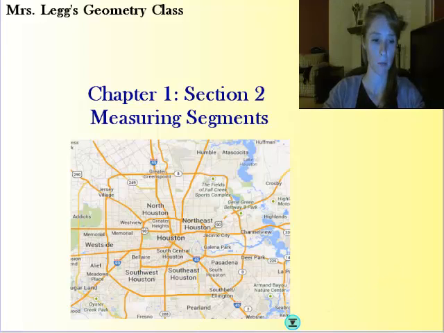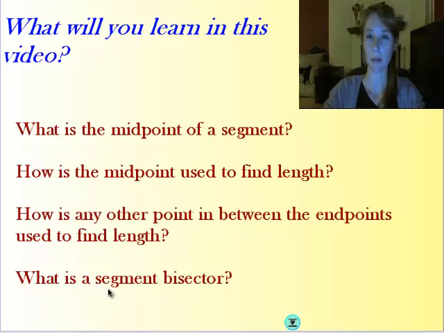Okay, so by the end of this video, you'll be able to answer the following questions. What is the midpoint of a segment? How is the midpoint used to find length? How is any other point in between the endpoints used to find length? And then finally, what is a segment bisector?